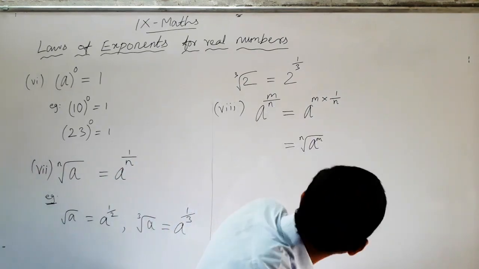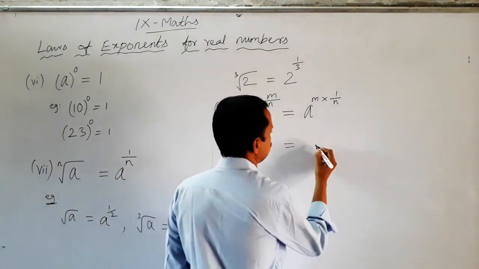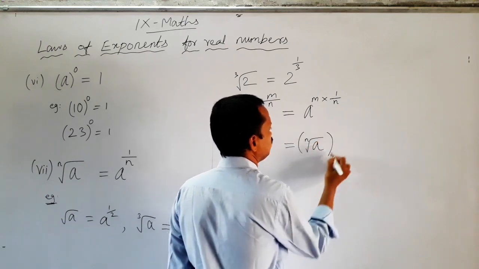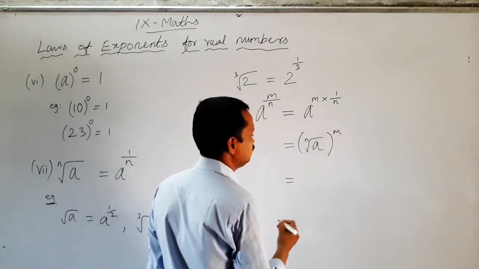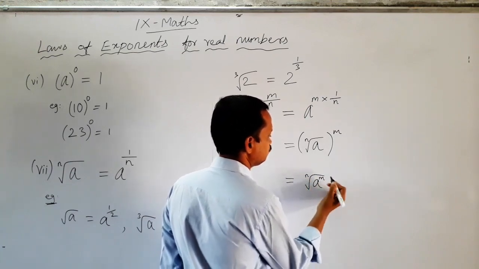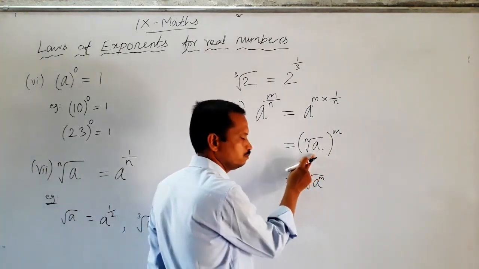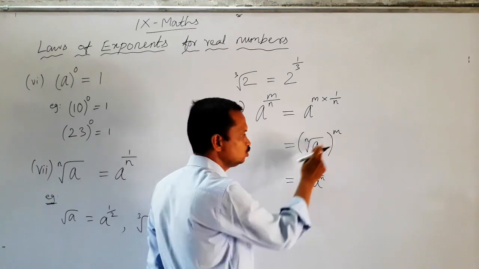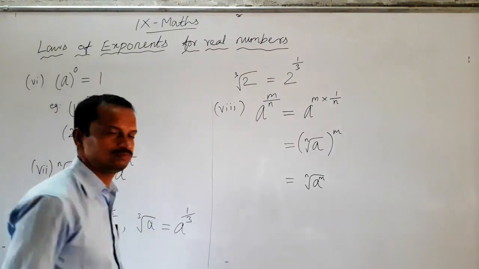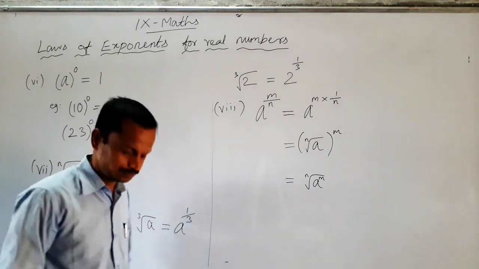Or you can write like this also. Next step we can write what I told you. So this is nth root of a whole power m, like that we can understand. And finally we can write this as nth root of a power m. Clear? Nth root of a whole power m means we apply this exponent m to the base a. So nth root of a power m. So all these are same. Clear?